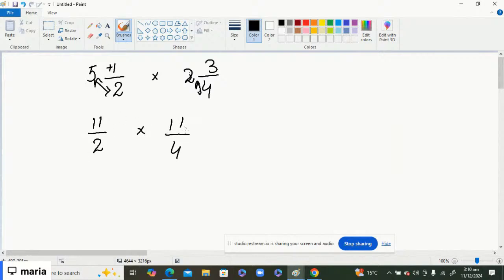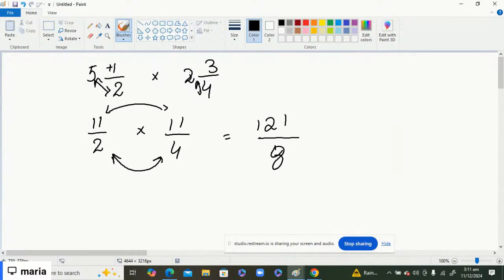So here 11 by 2 times 11 by 4. Multiply the top numbers with each other and the bottom numbers with each other. So 11 times 11, what is 11 times 11? This is 121, and 2 times 4 is 8. This is the way that we are going to convert.